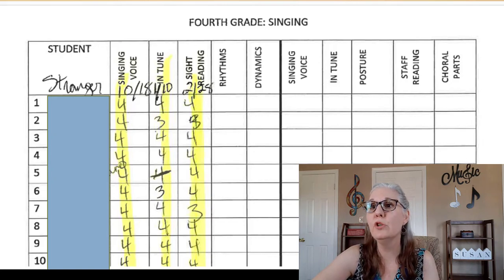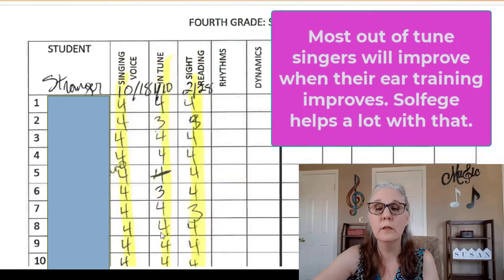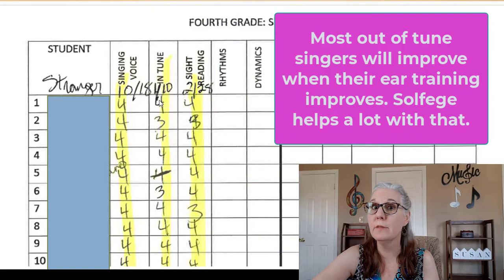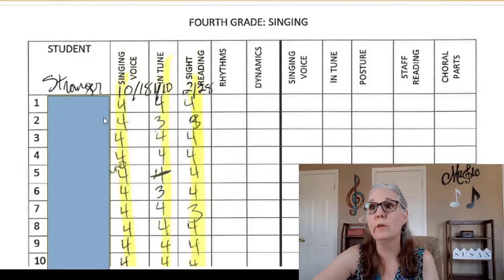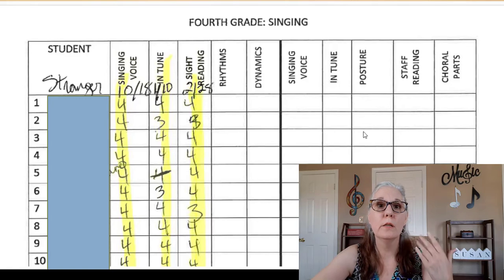Okay, so in tune is definitely a strand, and you may have a student that sings horribly out of tune, but that's something that you can work with them on. But meanwhile, maybe they're using their natural voice. Maybe they can sight read. Maybe they're doing their rhythms. Maybe they're doing the lyrics correctly. I don't think I have that up here, but all of these things are components of singing.